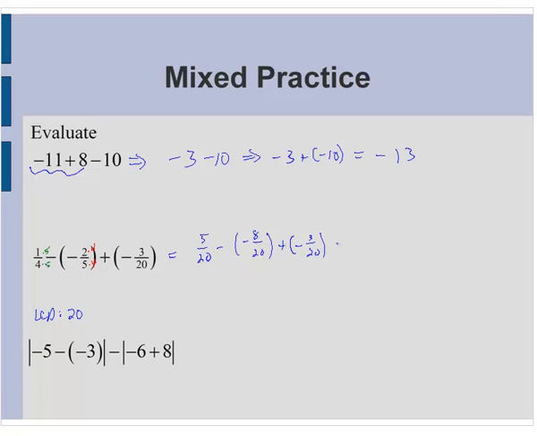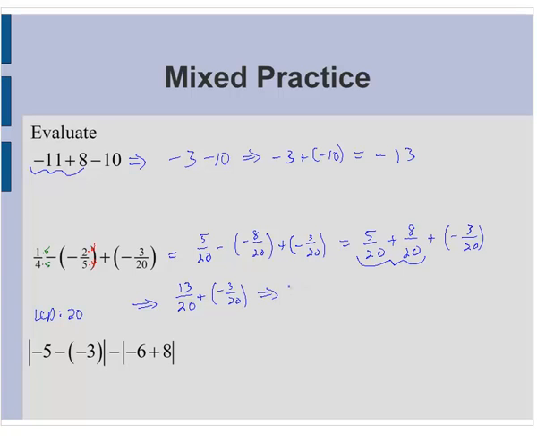So we'd have 5 over 20 plus positive 8 over 20 plus negative 3 over 20. Right? I rewrote the subtraction as addition of the opposite. Adding the first fractions, 5 over 20 plus 8 over 20, using a basic idea here, that's 13 over 20, plus negative 3 over 20.